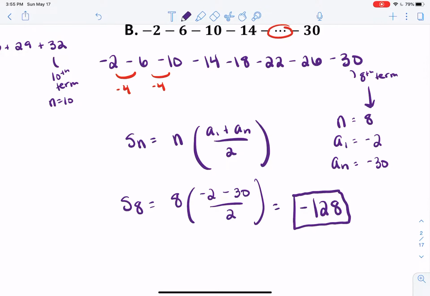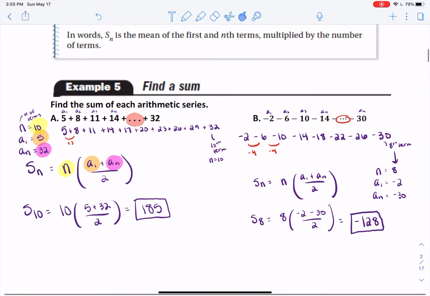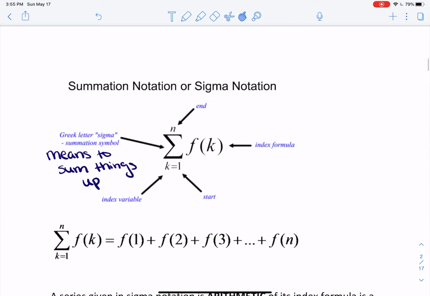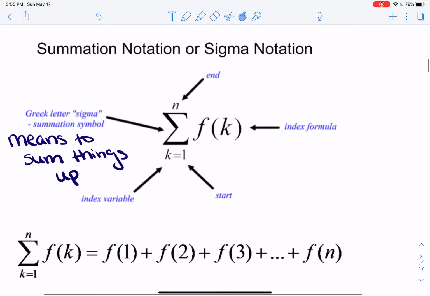Okay, so hopefully that makes sense on how we find the sum of each arithmetic series. Now I need to go to the next section where we talk about summation notation and sigma notation. So you're going to start seeing this. It kind of looks like an E a little bit. That's our Greek letter sigma. That's our summation symbol, and that means to sum things up.